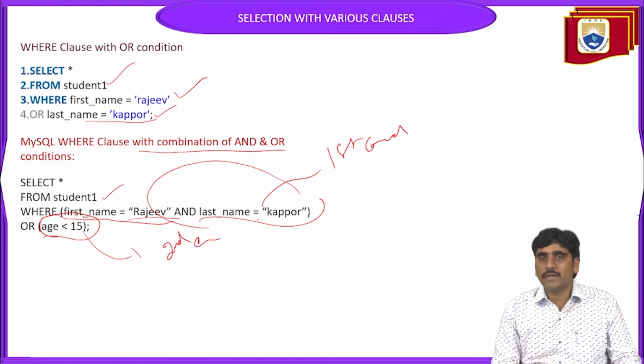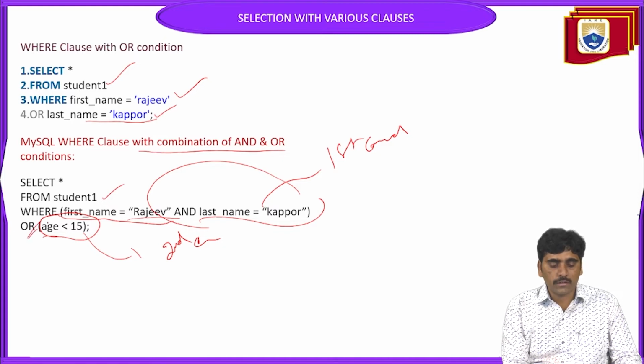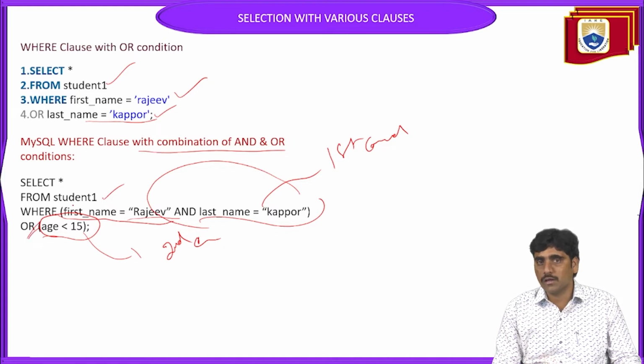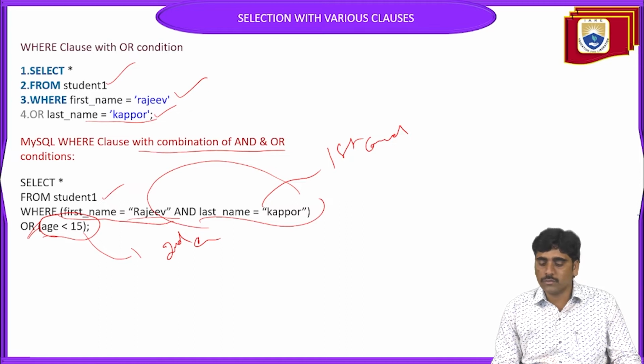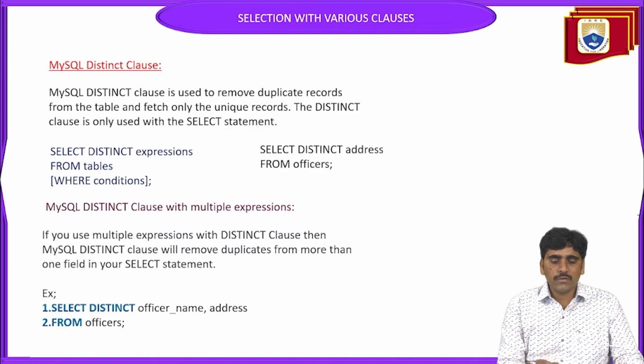If you mention these two conditions, in between them we have to use operators. These are all logical operators. So you can use either AND, or OR, or both. This is about selection with the AND operator, selection with the OR operator, and selection with the AND and OR operators together. We can use all these operators to filter the data and specify the result. And the next one is what?